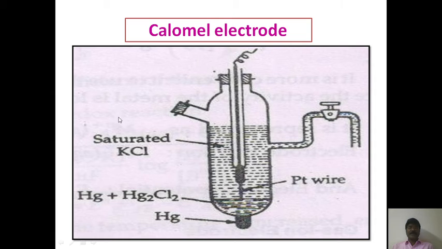Now see that this is the bottom of the mercury and mercurous chloride. Mercurous chloride means Hg2Cl2, saturated KCl, platinum wire. This is the platinum wire.